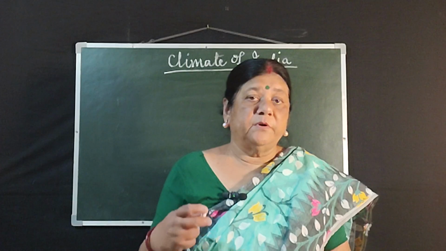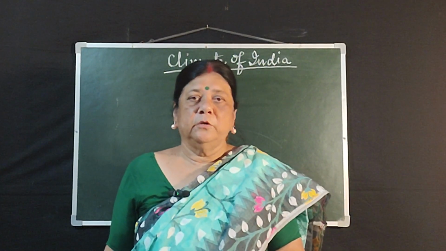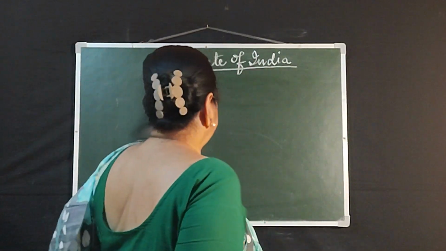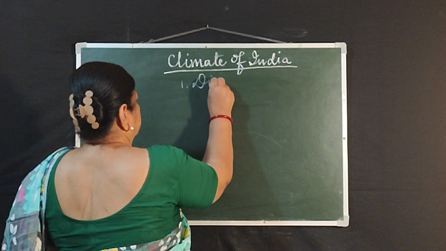First point, land of diversity, diverse climate. India is called the land of diversity. There are diverse physical features, mountains, plateaus, hills, plains. So the climate is also of diverse type. It varies from one place to other depending on the relief. So first point is diverse climate.